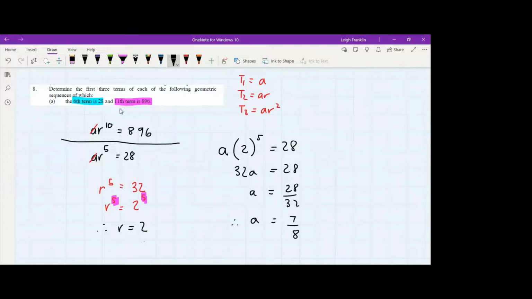Okay, that one was a bit easier than the example that we did, hey? Mm.